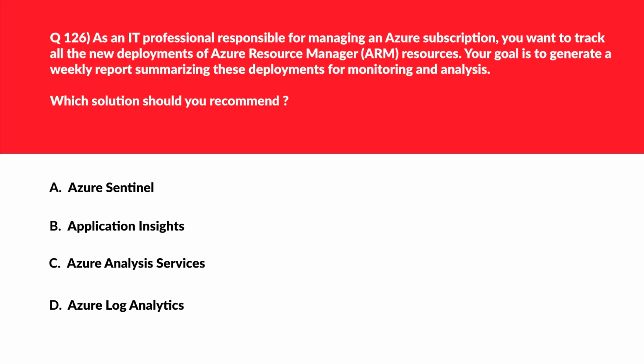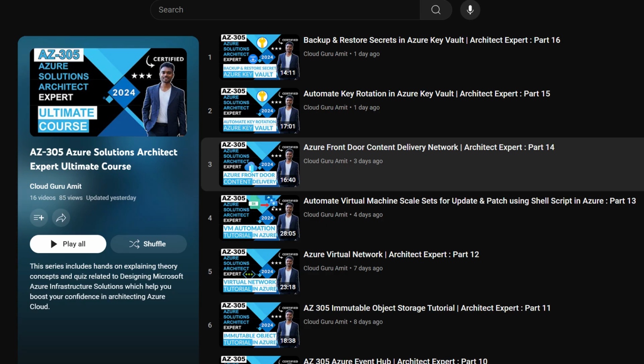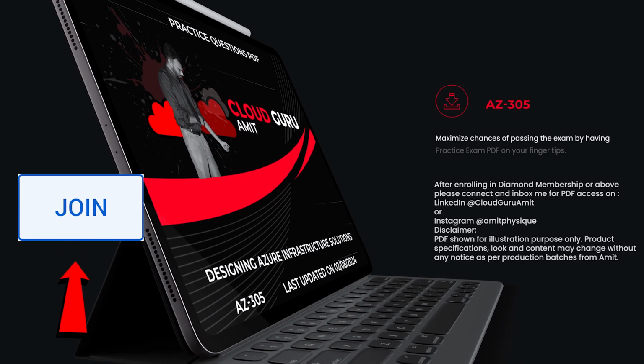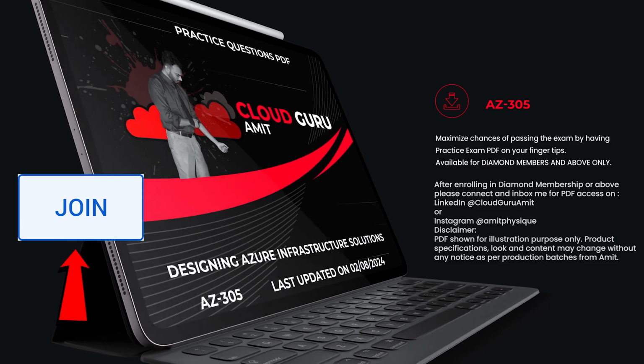Alright, let's tackle this question. We'll first look at option A. It says Azure Sentinel. Azure Sentinel is a security service and cannot analyze or monitor deployments related to ARM resources. Hence, incorrect choice.